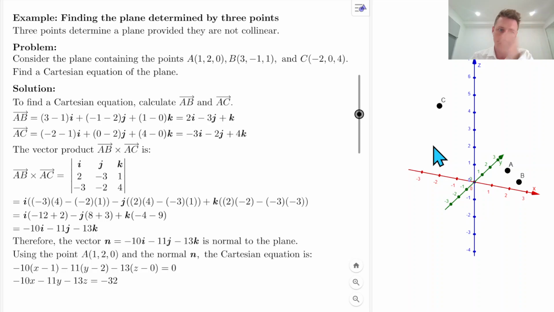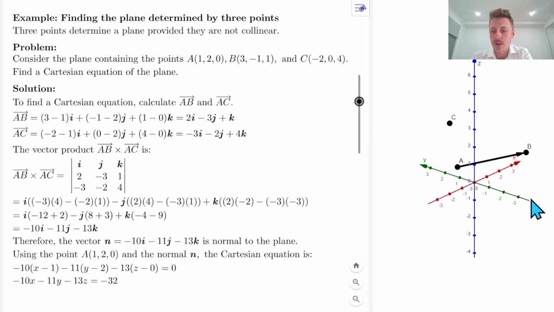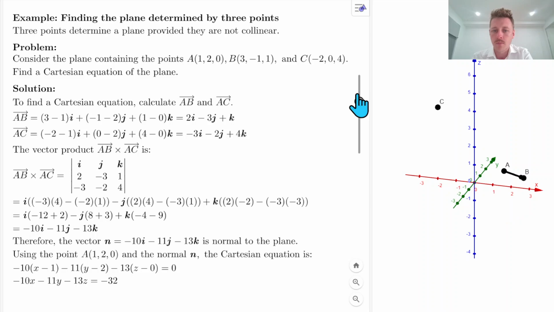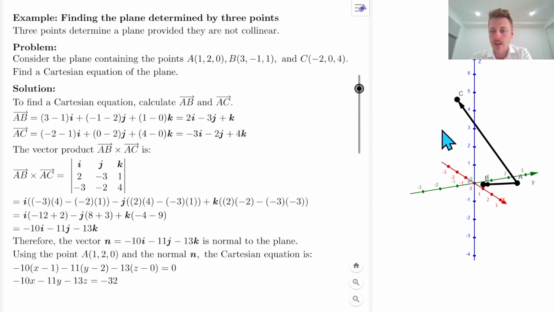To find the Cartesian equation of the plane, we're going to need the vectors AB and AC. So let's put those in. That's a vector there from A to B, vector AB, and from A to C is vector AC.